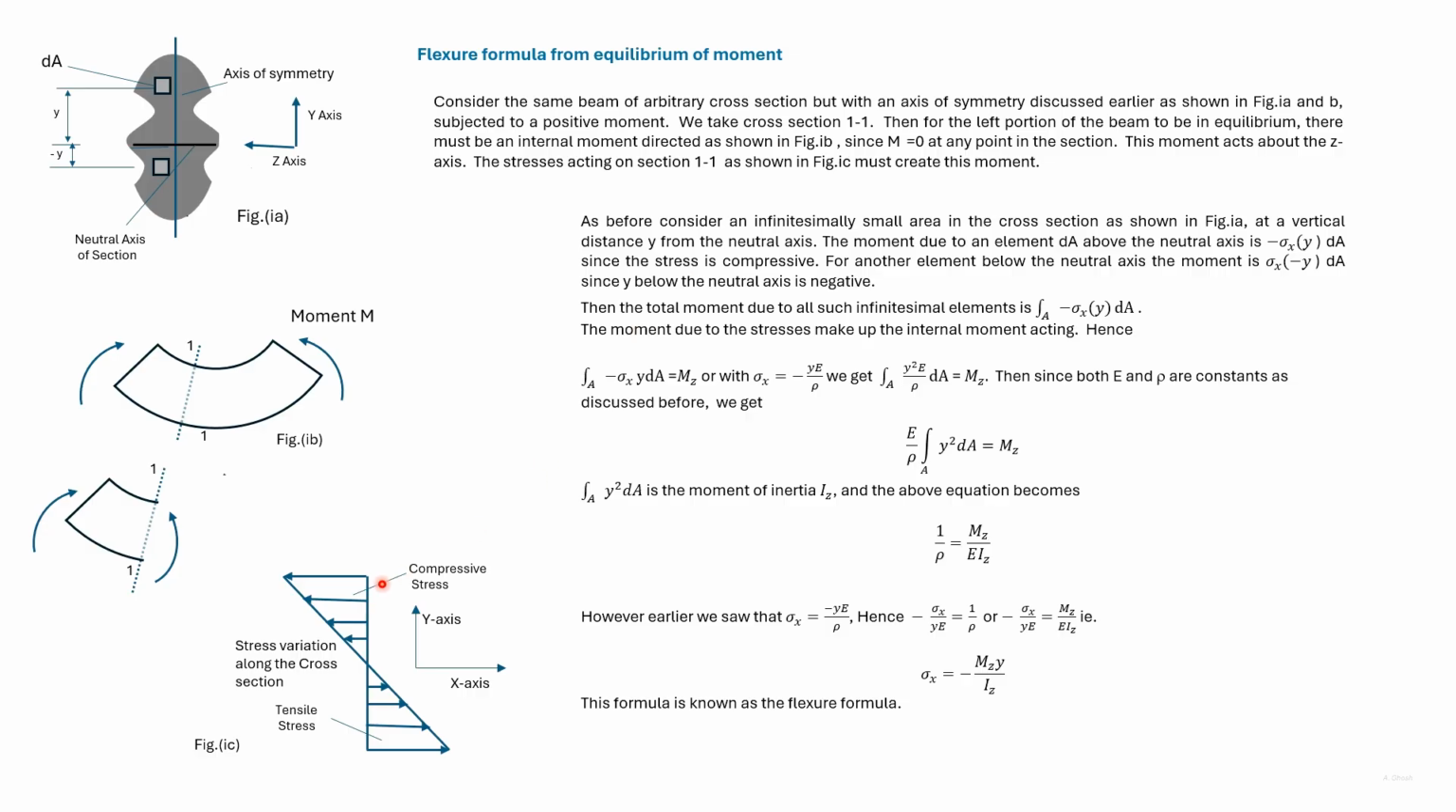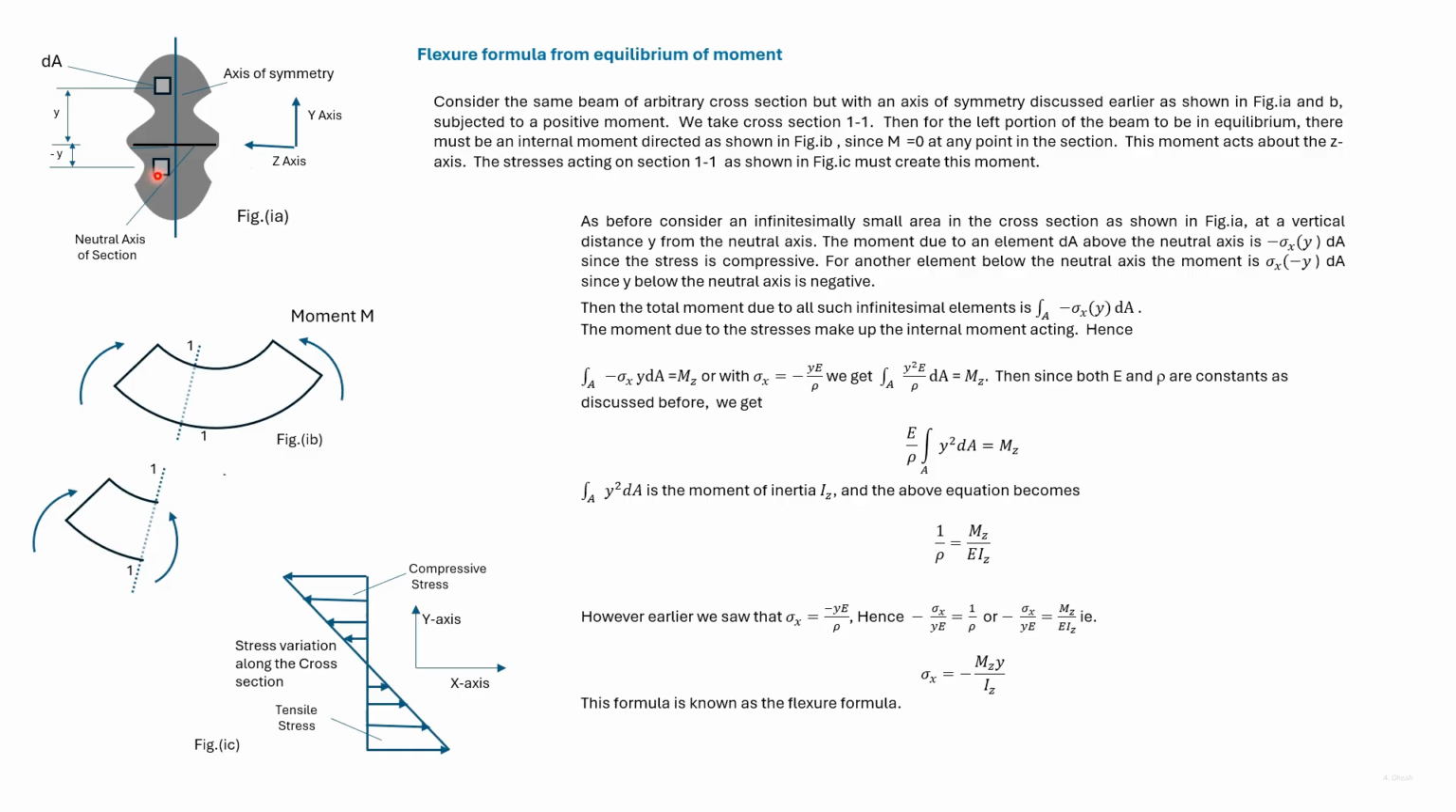The stress distribution at the cross section is given as shown here. We had earlier obtained the position of the neutral axis of the section. Let us consider an element dA, which is at a height of y from the neutral axis. If sigma x is the stress acting, then the moment will be given as minus sigma x y dA.